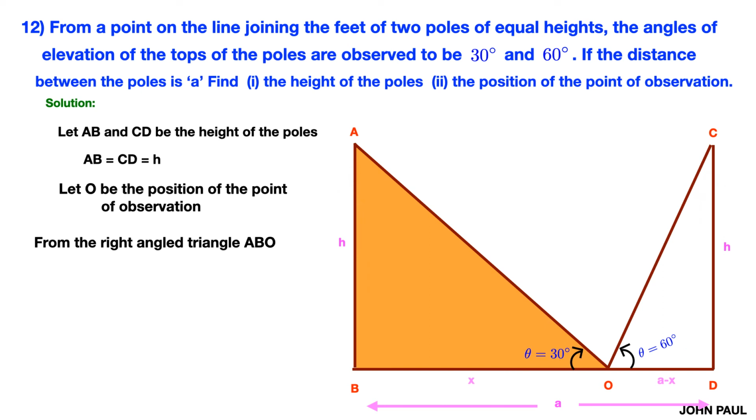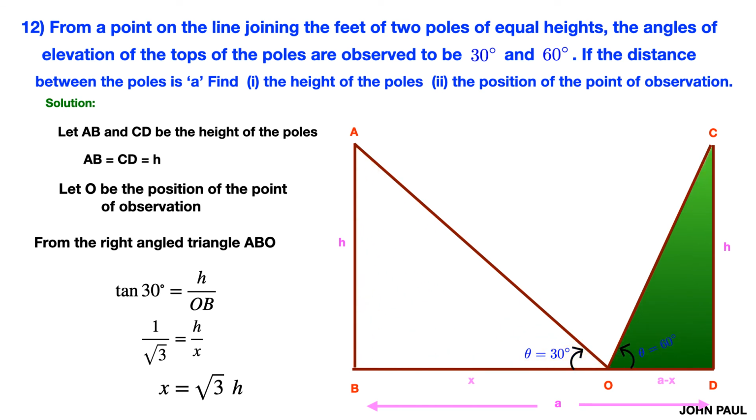From the right angled triangle ABO, the angle of elevation is given as 30 degree. Tan 30 degree equal to H by OB. Tan 30 is nothing but 1 by root 3 equal to H by X, which implies X equal to root 3 H. There is one more triangle. We will consider that the angle of elevation is given as 60 degree in that.